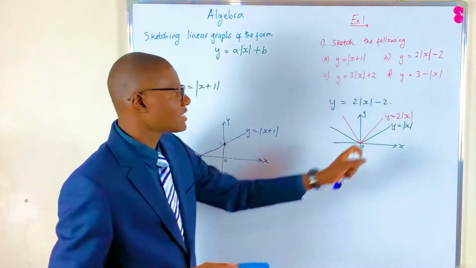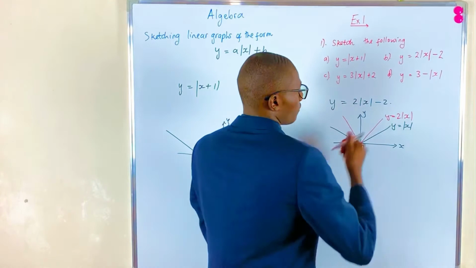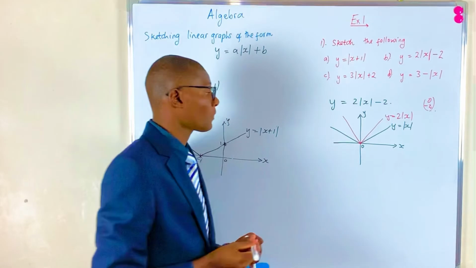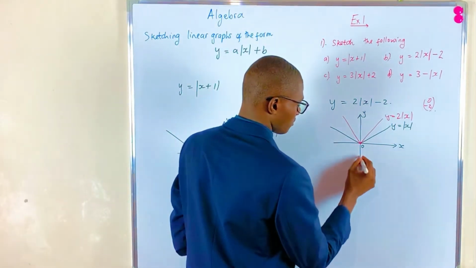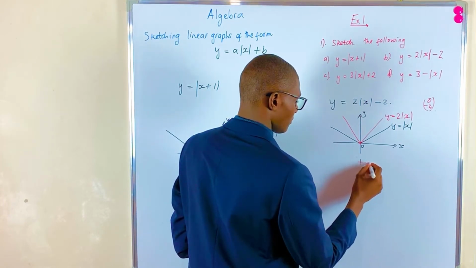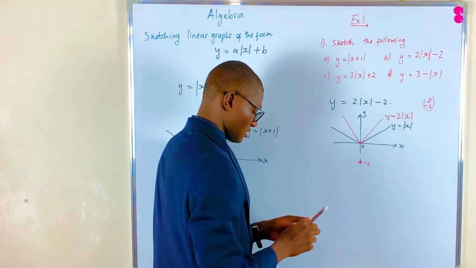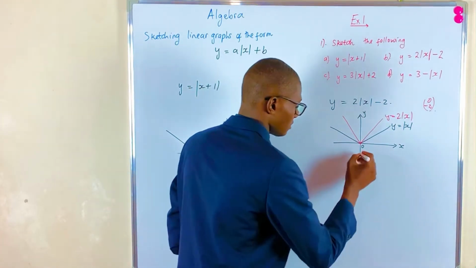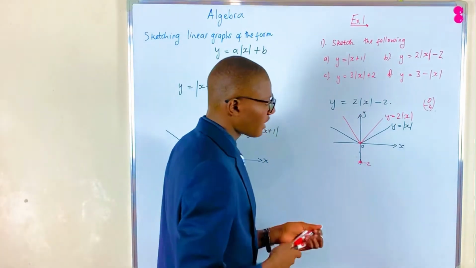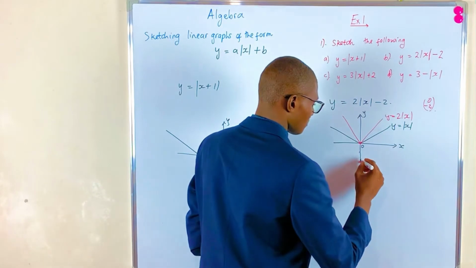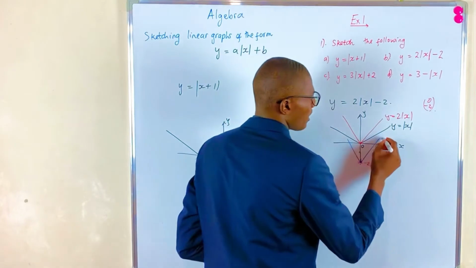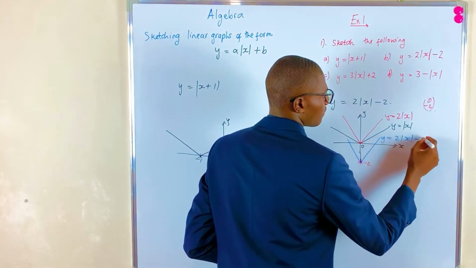And then if we now translate it by the vector (0, -2), in other words, we are shifting it 2 units downwards, we'll come to minus 2. Let's say minus 2 is somewhere here. The final graph that we want will be like this, then like this. So this is for y is equal to 2 modulus of x minus 2.